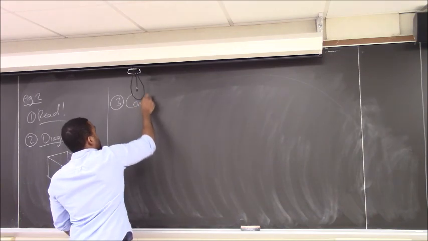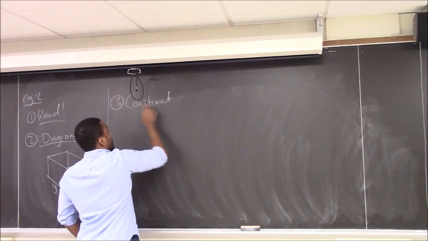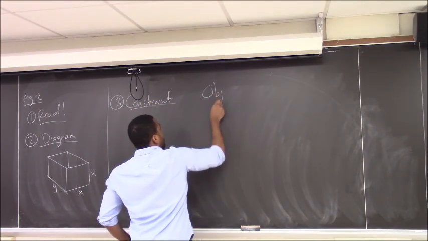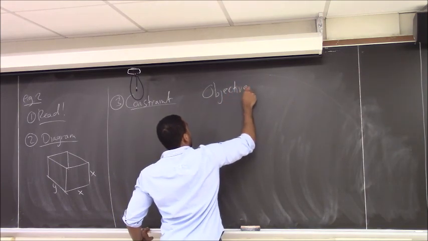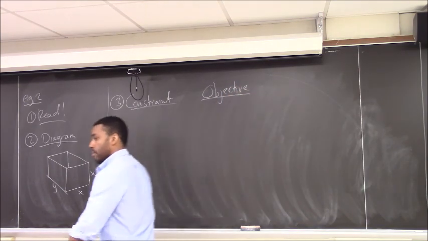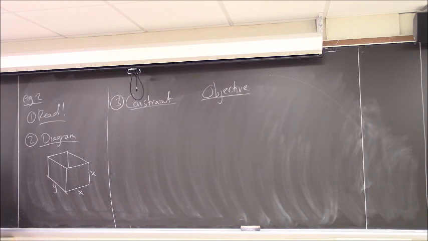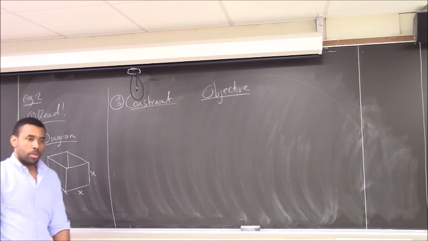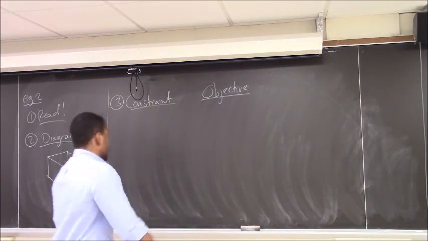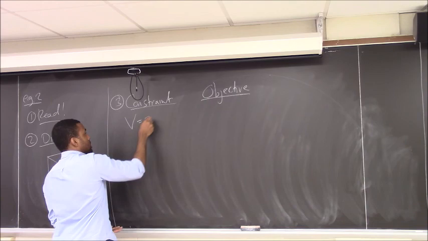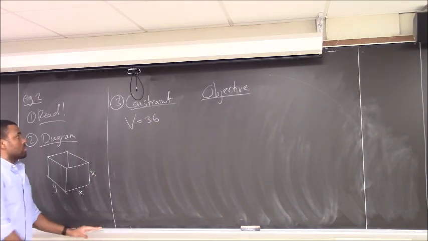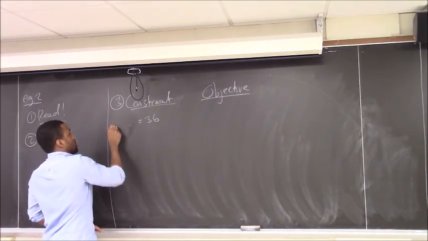We need to talk about our constraint and our objective. The constraint is the restriction. What's the restriction here? Volume of 36 cubic inches. They told us the volume. The volume can't be what you want. It has to be 36. So the volume is 36 is the constraint. So the constraint here is volume.